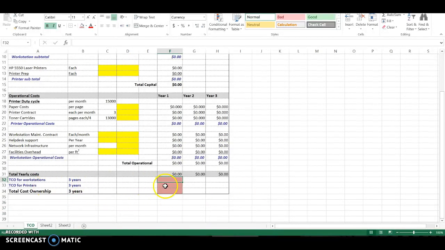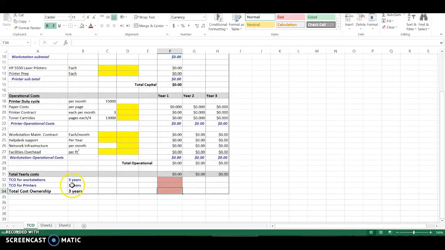Then you're going to go to cell F33 and do the same thing for the printers. So you're going to break down the total cost of ownership for this project for the printers. And again, that is a cell that will only use addition. Then in cell F34, you're going to add together the total cost of ownership for the workstations and the printers. So you're simply going to add cells F32 and F33 to get the information for F34. So cell F34 will represent the total cost of ownership for this entire project over 3 years.